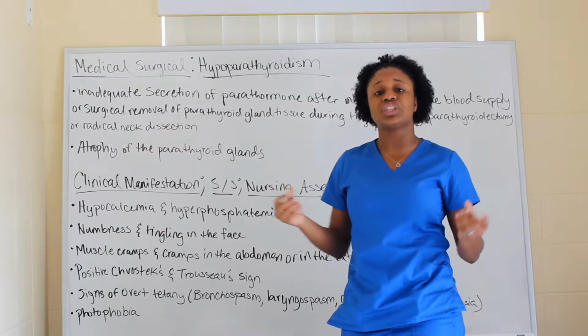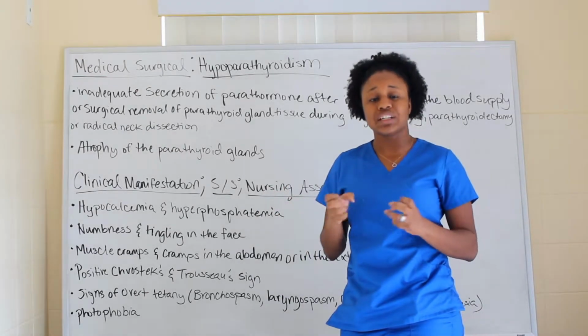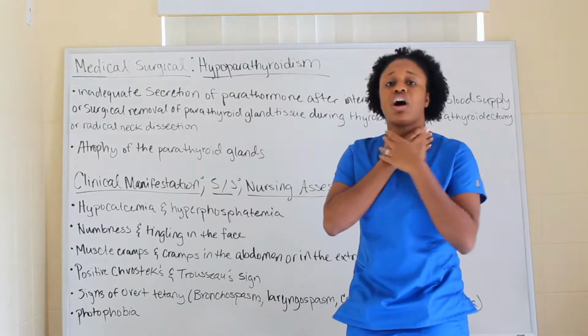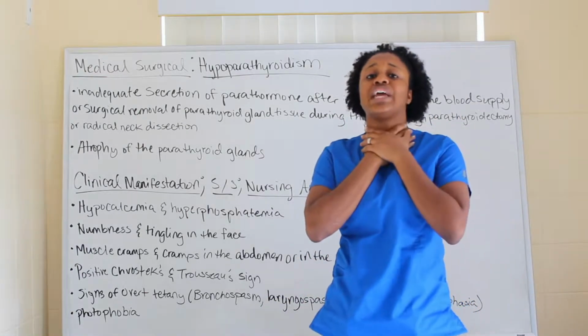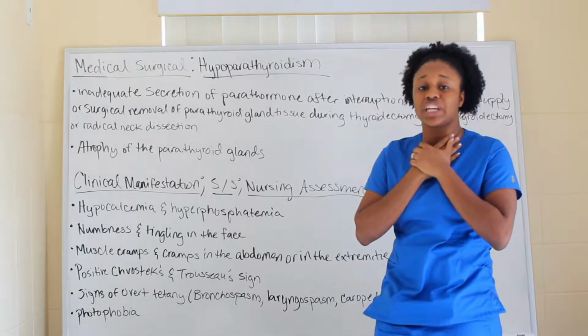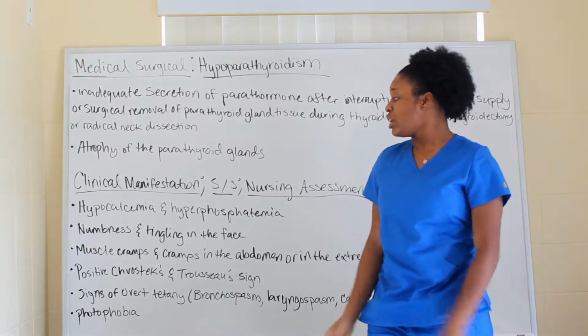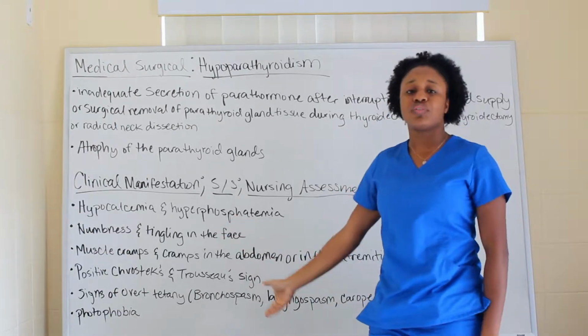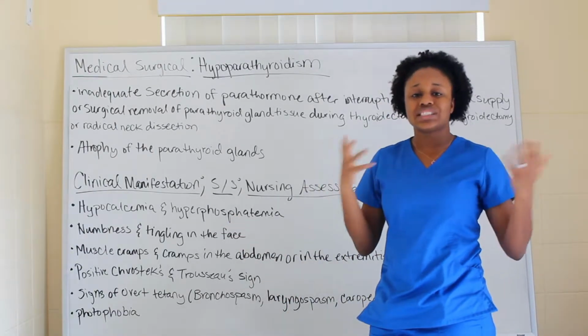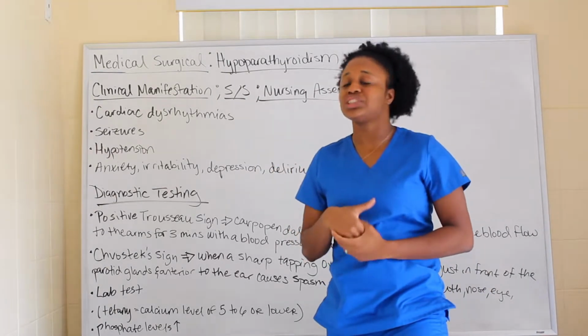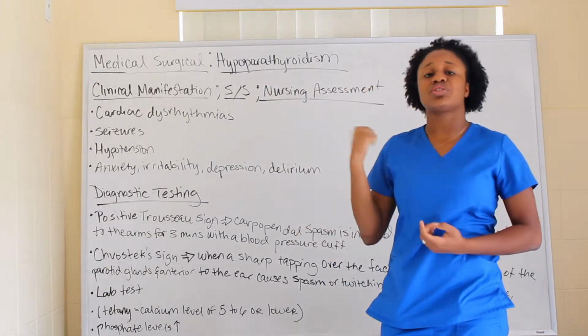Tetany itself is just the twitching and the spasming of muscles, and where they're located is these areas here, which are detrimental and a very life-threatening complication that you do not want to have when you have a patient with hypoparathyroidism. You also have your photophobia, where they're sensitive to light. Now we're going to go ahead and continue on with the clinical manifestations. So another thing you can see is your cardiac dysrhythmias.